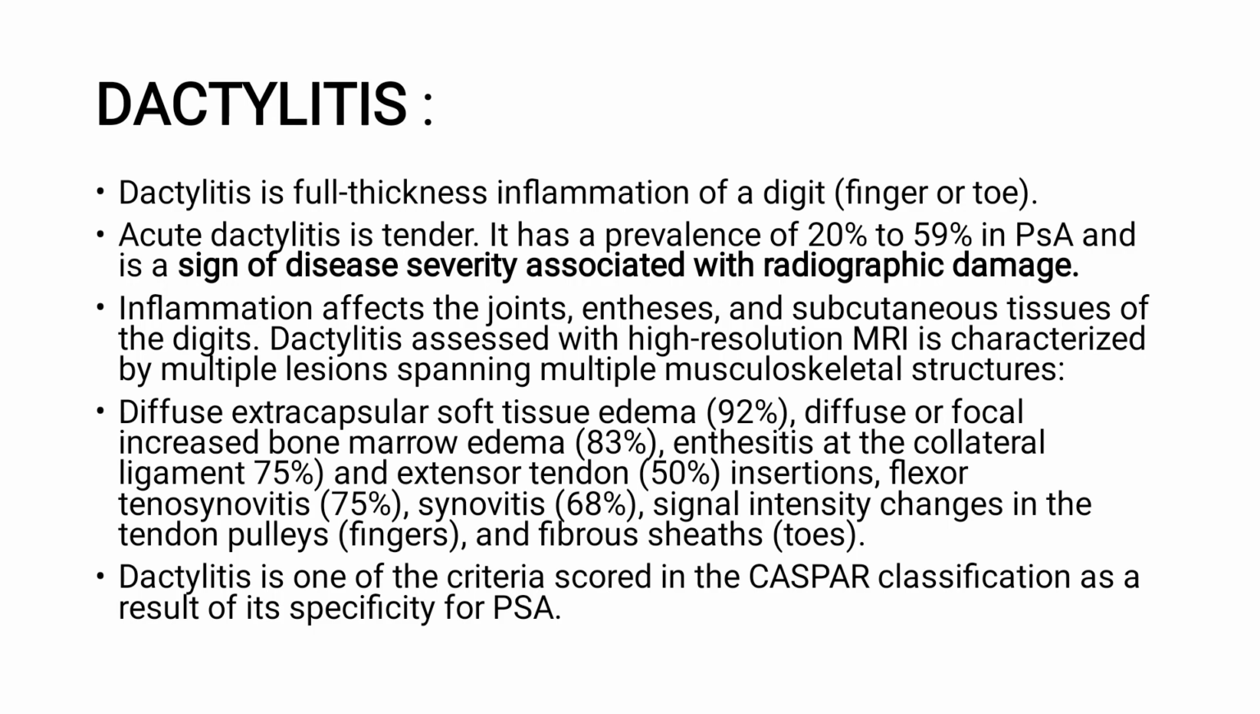Dactylitis. Dactylitis is a full thickness inflammation of a digit, finger or toe. Acute dactylitis is tender. It has a prevalence of 20 to 59% in psoriatic arthritis and is a sign of disease severity associated with radiographic damage. Inflammation affects the joints, entheses, and subcutaneous tissues of the digits. Dactylitis assessed with high resolution MRI is characterized by multiple lesions spanning multiple musculoskeletal structures.